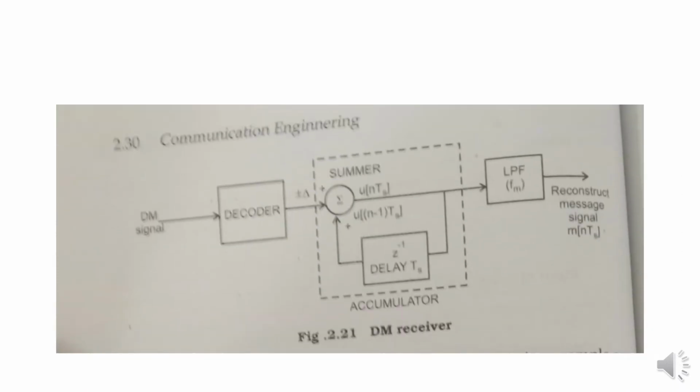This is the diagram for the delta modulator receiver. First we have the delta modulation signal. This is connected to the decoder, which is connected to the summer, and this is connected to the low pass filter. Below we have the delay, that is Ts. This is the accumulator circuit. Finally we get the reconstructed message signal, that is m of nTs.